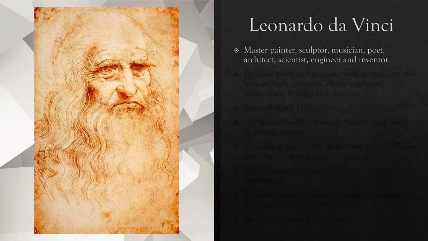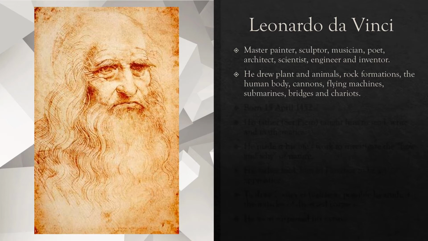Not only was he a master painter, he was also a sculptor, musician, poet, architect, scientist, engineer, and inventor of note. He drew and wrote about plants and animals, rock formations, Italian and Latin grammar, the human body, cannons, flying machines, submarines, movable bridges, chariots, and warcrafts. He knew about it and excelled at everything in his time.